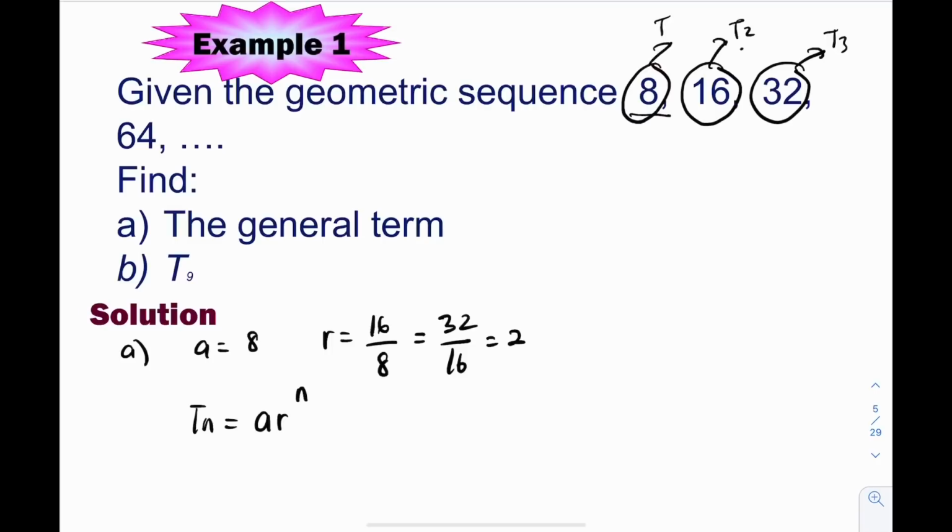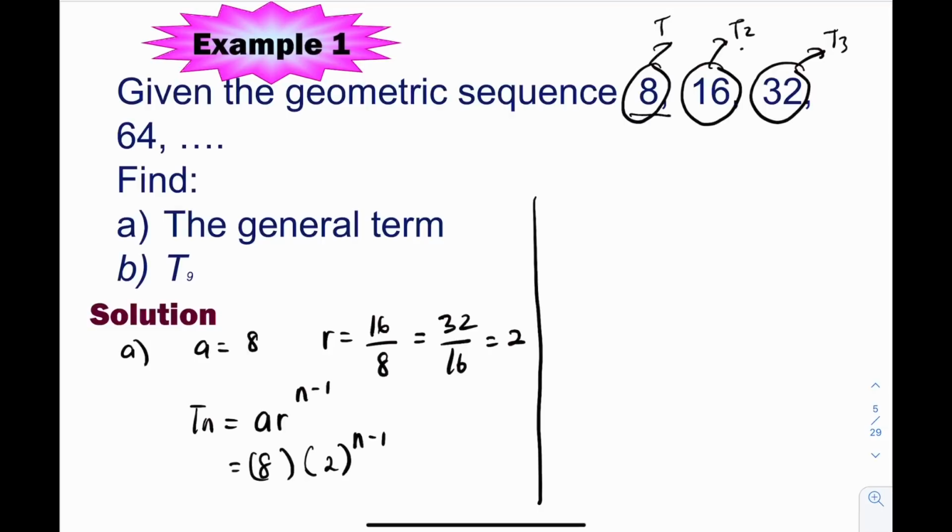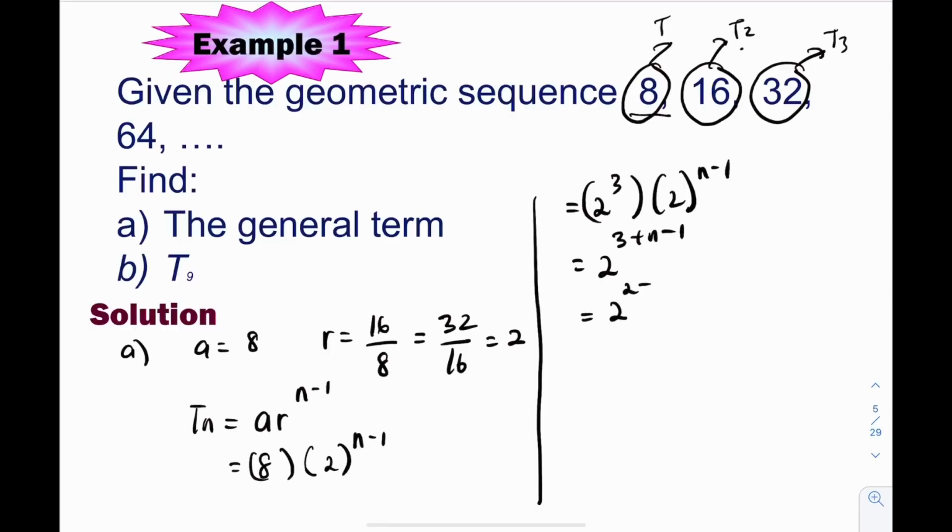Now, in order to find the general term, you can use the formula Tn equals ar to the power of n minus 1. Substitute a equals 8 and r equals 2 to the power of n minus 1. After that, change 8 into base 2, where 8 equals 2 cubed, times 2 to the power of n minus 1. Then simplify, you will get 2 to the power of 3 plus n minus 1, which gives 2 to the power of 2 plus n. So this is your Tn.